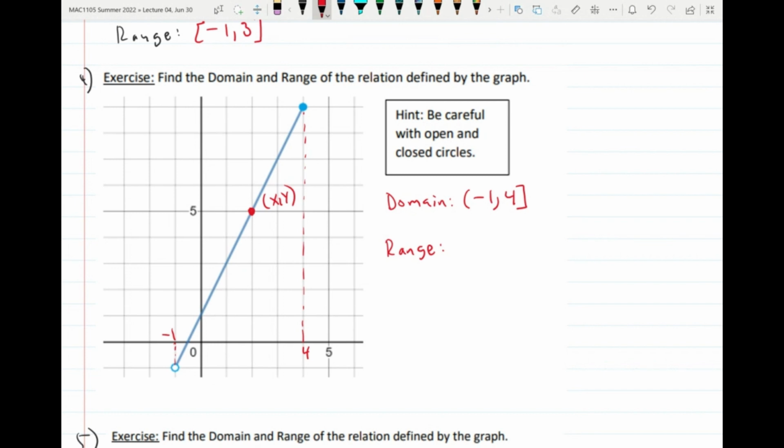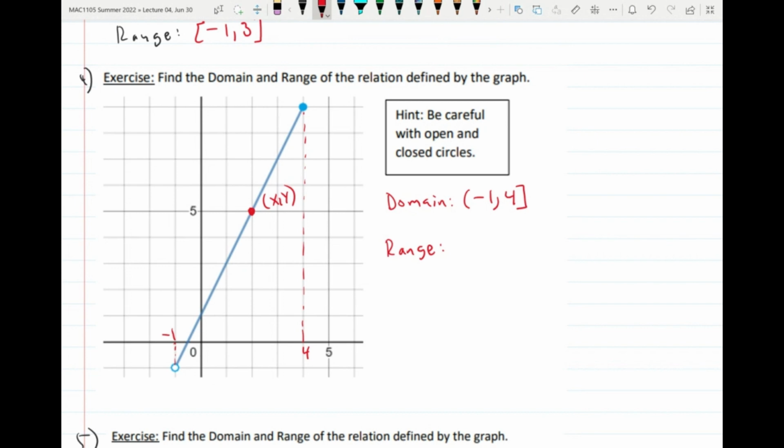Good. And notice that we use parentheses. Why do we use parentheses? There's an open circle. So what are we saying in this picture? What do we mean by this open circle? It doesn't include that. It means that this is not a point on our graph. Okay, this point right here does not belong to the relation. This closed circle means that this point is part of the relation. Okay, that's why we put a bracket around 4.